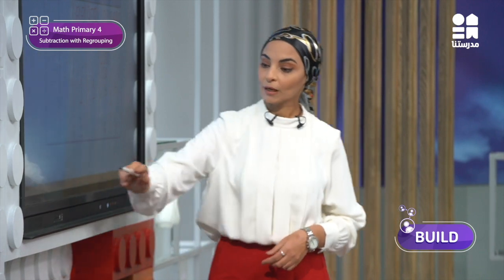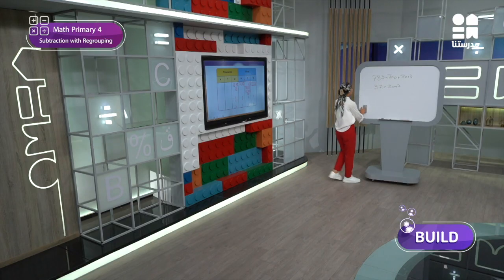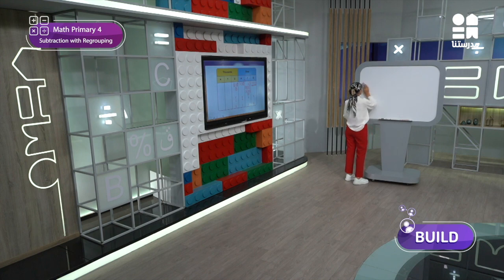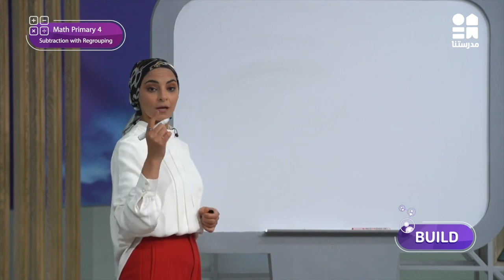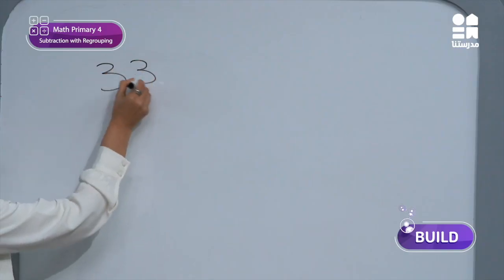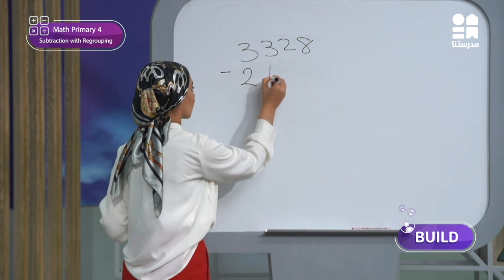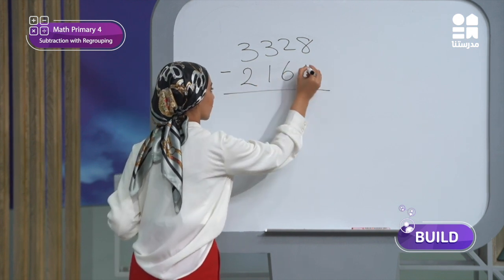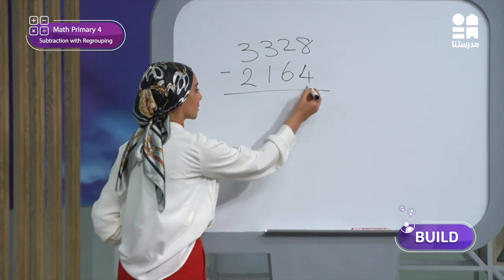Okay, now after we finish this one, let's write the same numbers but vertically. Here I have the same two numbers, but I'll put them vertically. The first number 3,328 minus 2,164. I will solve this one in the standard subtraction method, just ordinary subtraction. Okay, let's start from the ones.